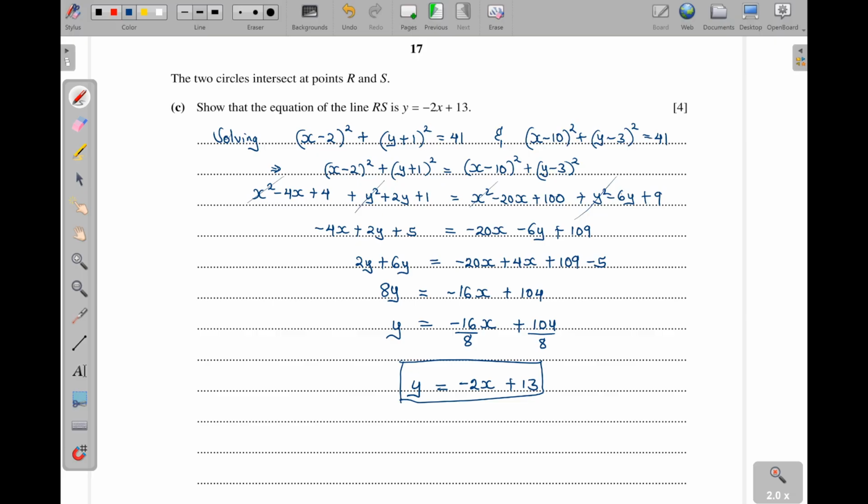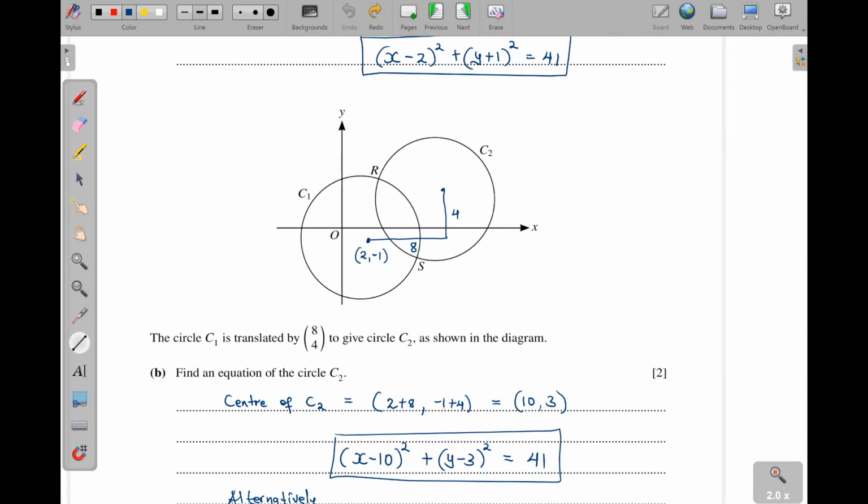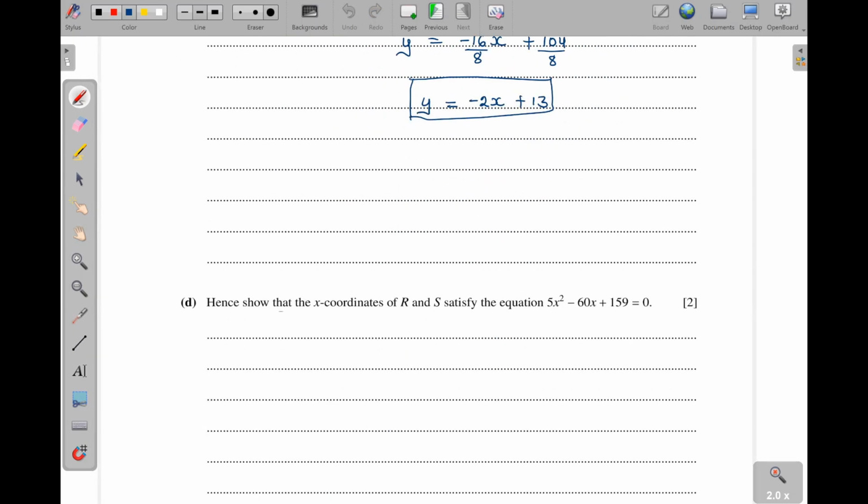So where they are meeting, when we go back and connect these points R and S, the equation of R and S is what we have gotten out. Then they are saying hence show that the x coordinates of R and S satisfy this equation. The only thing we are supposed to do here is to solve y = −2x + 13 with any of the equations of the circle.